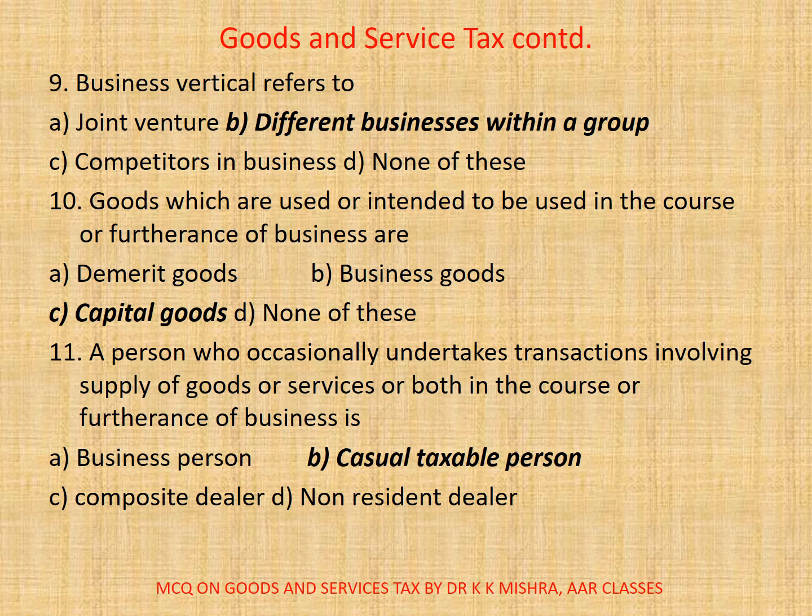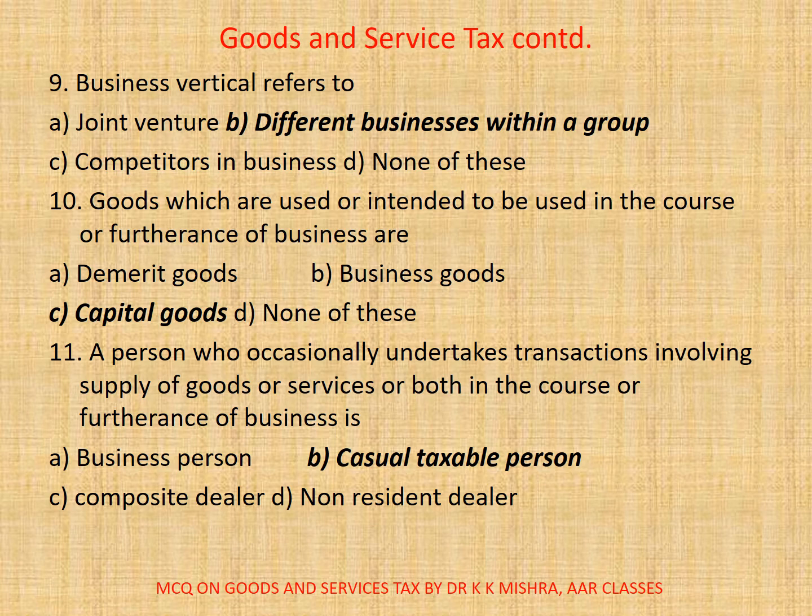10. Goods which are used or intended to be used in the course or furtherance of business are A. demerit goods, B. business goods, C. capital goods, D. none of these. Correct option is C. capital goods.